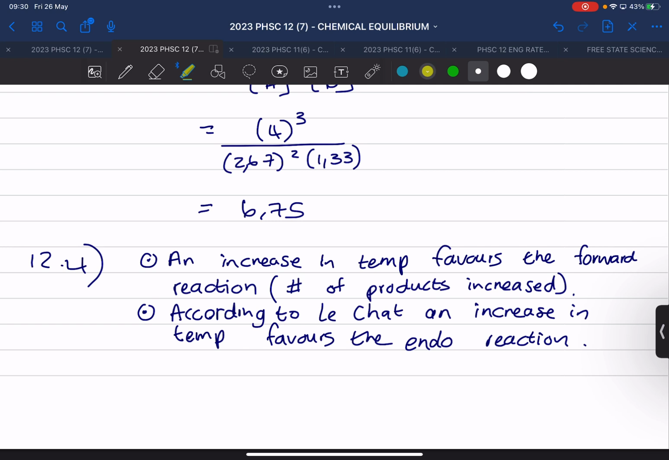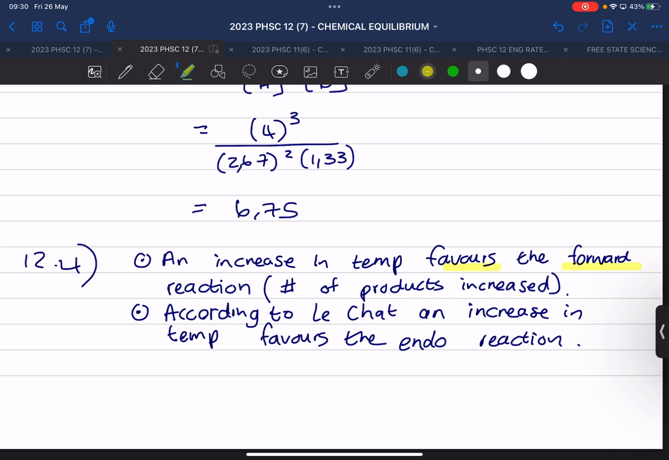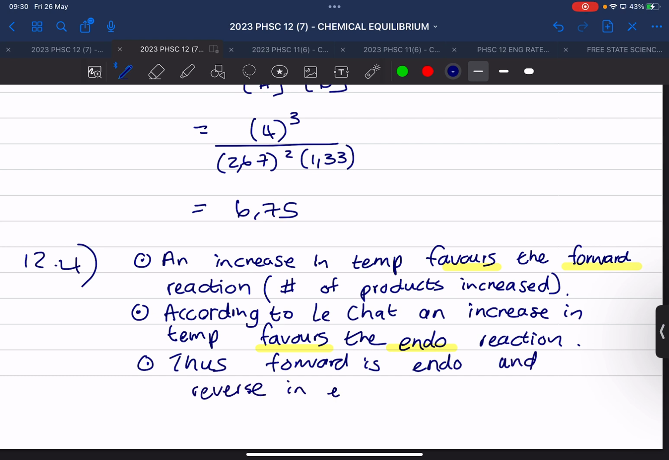So what do we have? We have the forward was favored, and we have favors the endo. The forward was favored, favors the endo, so it means the forward reaction is endothermic. But what was the question? What is the reverse reaction? So remember that we're going to say, thus the forward is endo and reverse is exothermic.